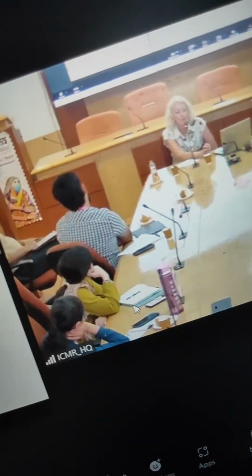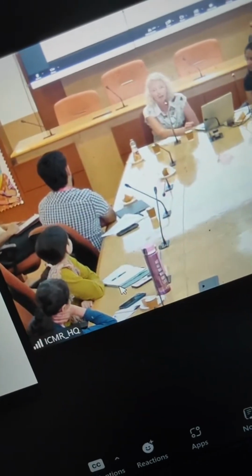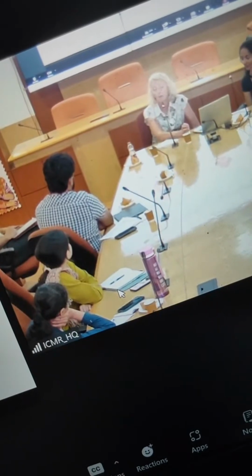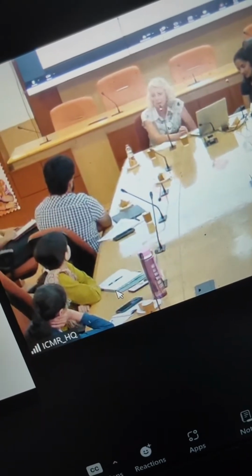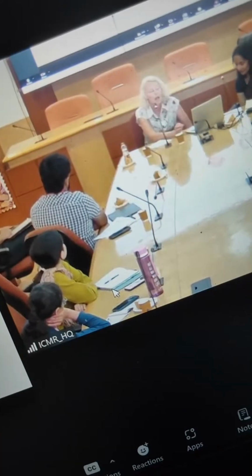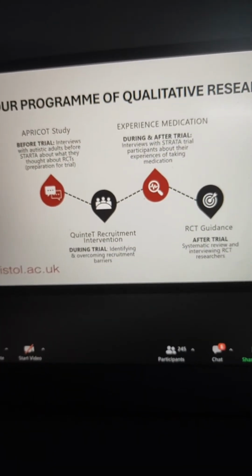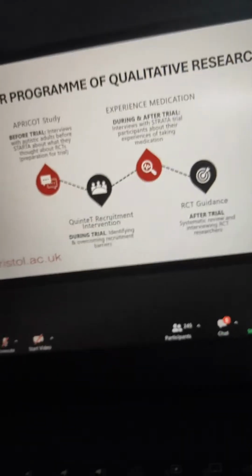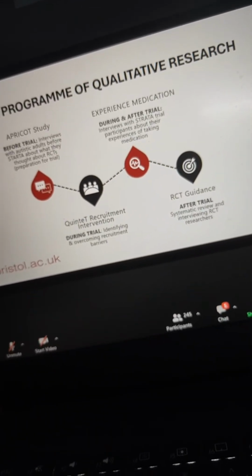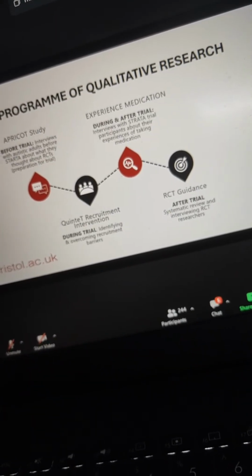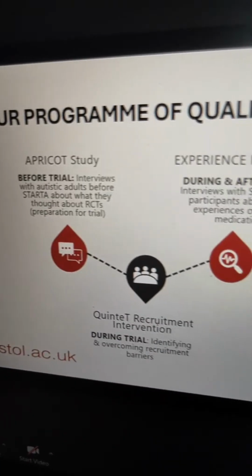We also embedded some qualitative research during and after the trial, so we talked to those that had taken part in the trial, and we asked them what was their experience of taking part, what their experience of taking medication. We're also in the process of doing some RCT guidance, so after the trial, we're doing a systematic review and we're interviewing RCT researchers, so we can offer some guidance to people who are doing future trials with autistic populations or other trials with neurodivergent populations.